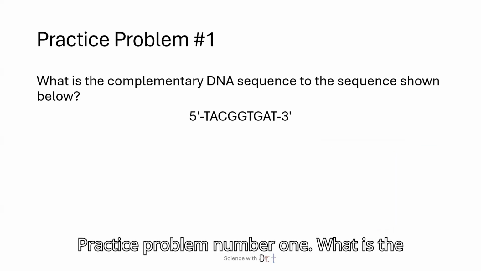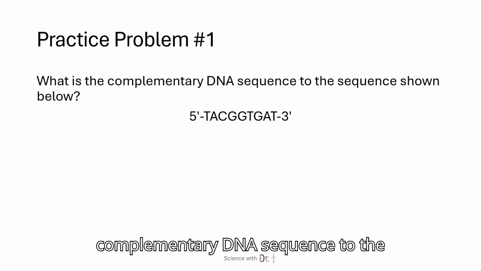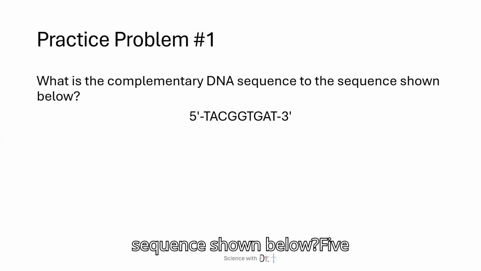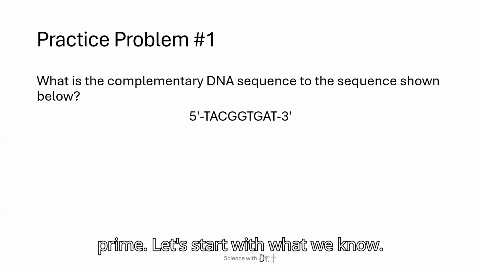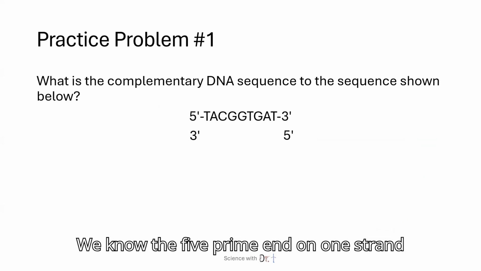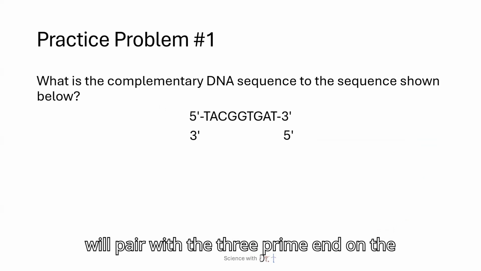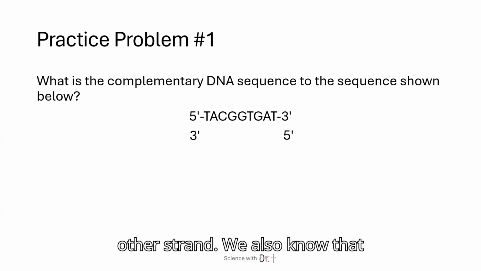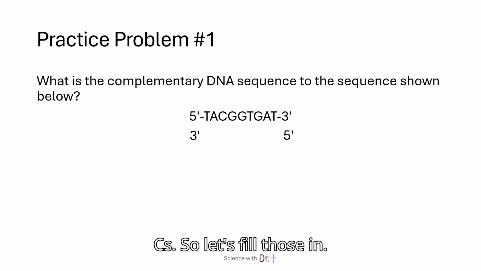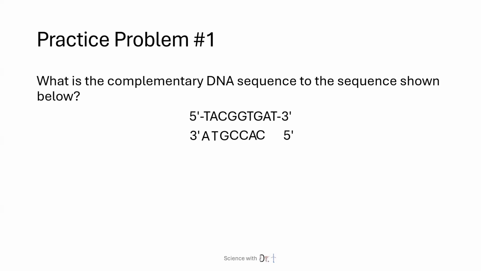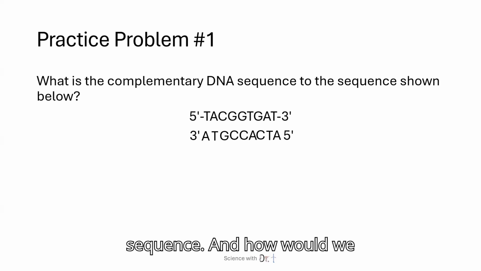Practice problem number 1. What is the complementary DNA sequence to the sequence shown below? 5' TAC GGT GAT 3'. Let's start with what we know. We know the 5' end on one strand will pair with the 3' end on the other strand. We also know that A's pair with T's and G's pair with C's. So let's fill those in. So now we have our complementary sequence.